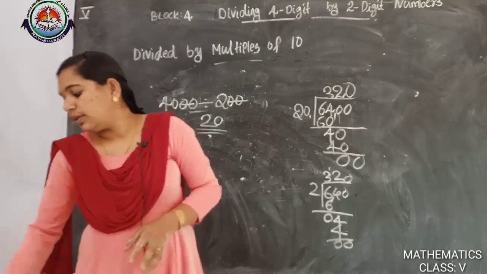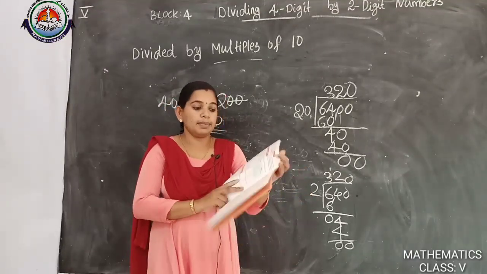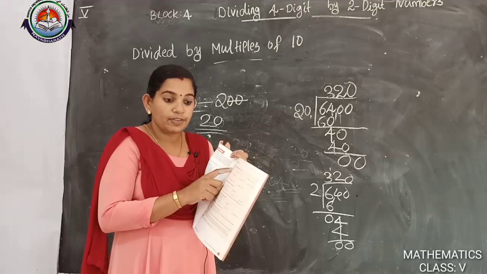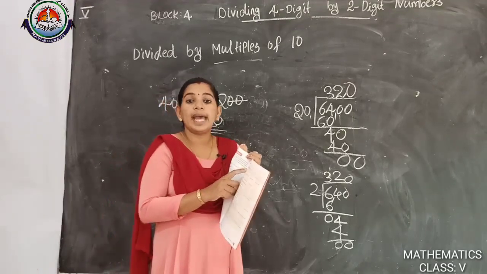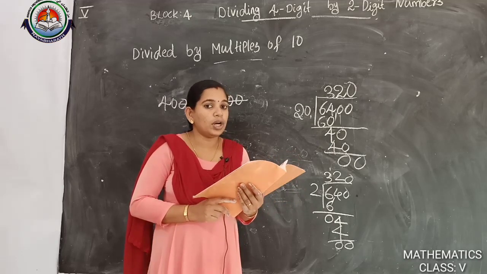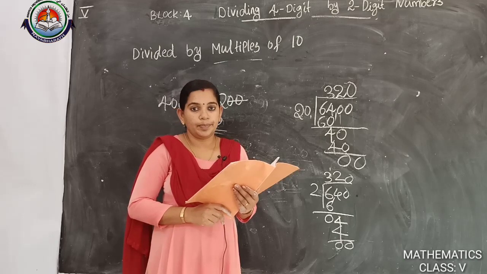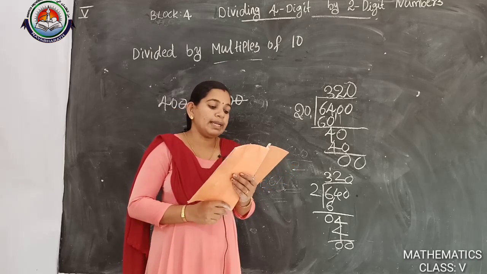Then from the textbook, fill in the blanks. Same type. 1,600 divided by 10. You find the answer. 1,520 divided by 10. You know how to divide by 10. 9,000 divided by 10.